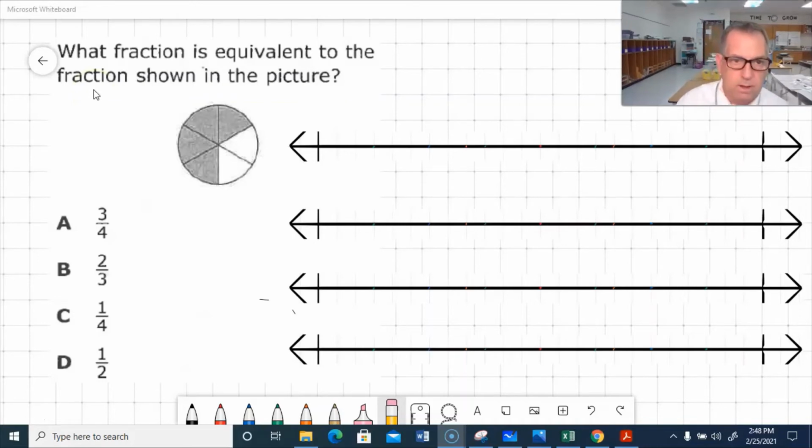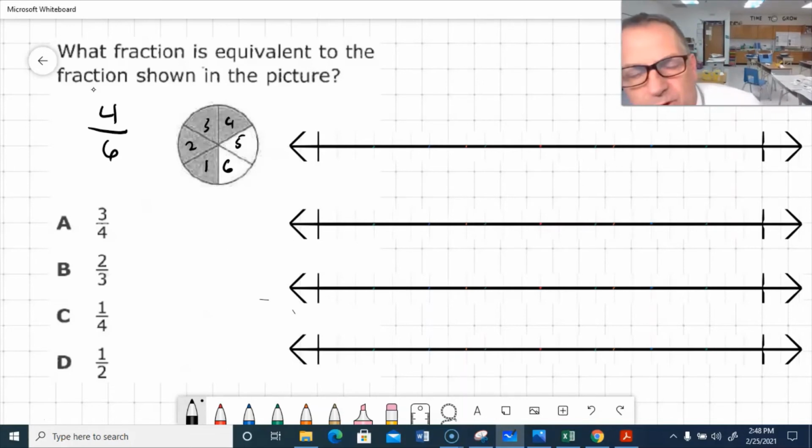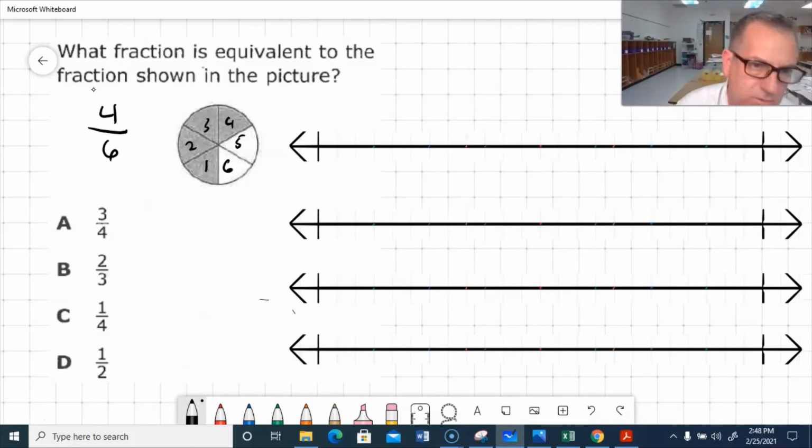Okay, well, that looks right. We'll look at the numerator first. So that's 1 part, 2 parts, 3 parts, 4 parts shaded. So my numerator would be 4. And the total amount of pieces would be 5, 6. So the denominator would be 6. So 4/6. So we're going to figure out what fraction is equivalent to 4/6. Look at answer choice A. Is 3/4 equivalent to 4/6?